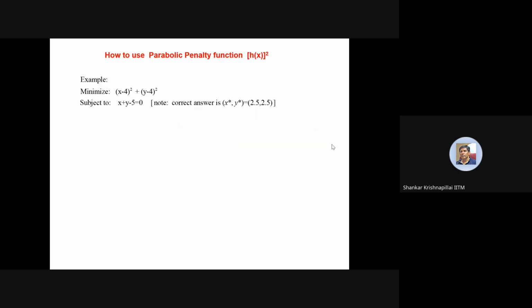Okay, so in today's lecture, we'll only look at how to find the value of R for this parabolic penalty function, h of x squared. Just as an example, suppose I want to minimize this objective function subject to this equality constraint, that is x plus y minus 5 equal to 0.